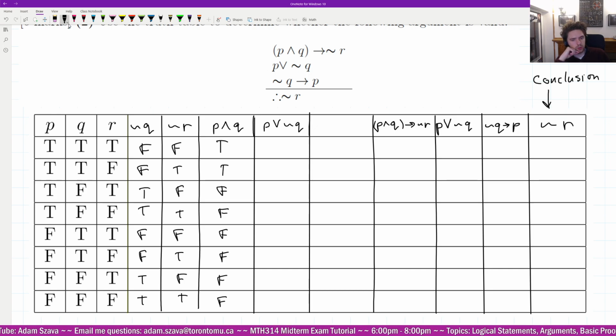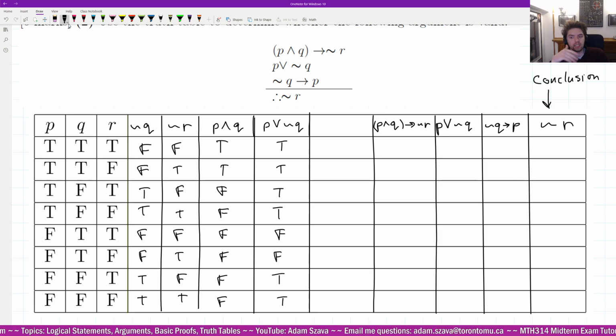Now P or not Q: true, true, true, true, false, false, true, true. Again, just filling based on the previous column. It's like small increments, and that lets you get to the major at the end.